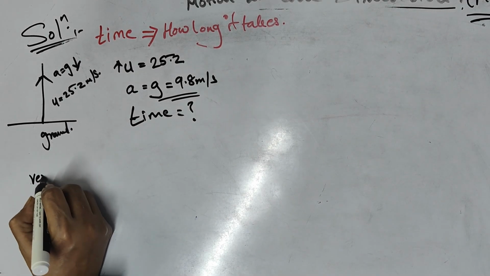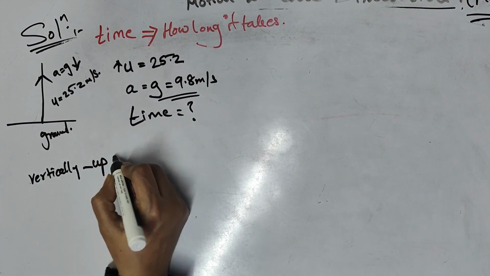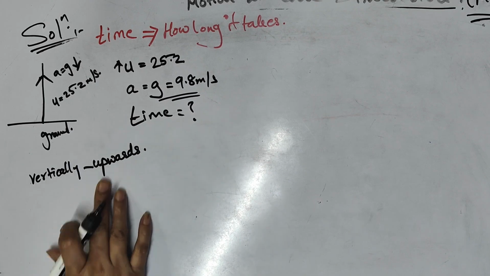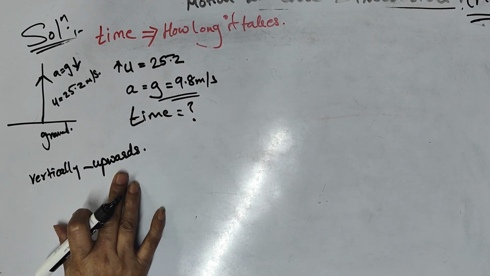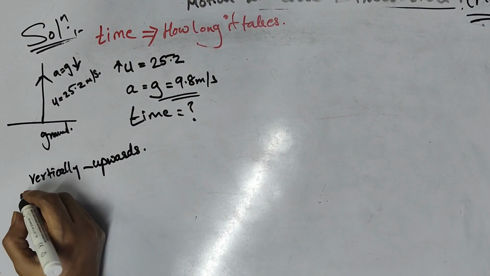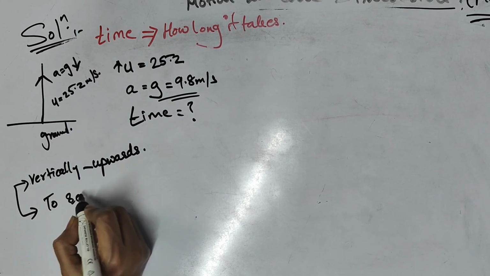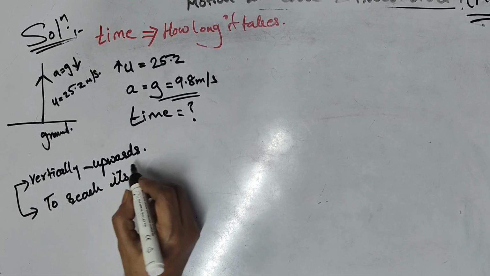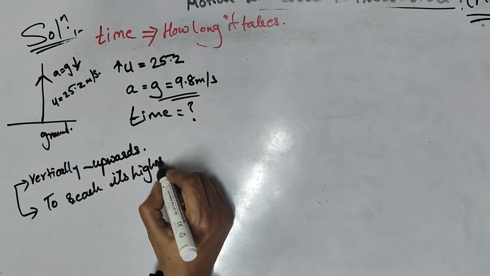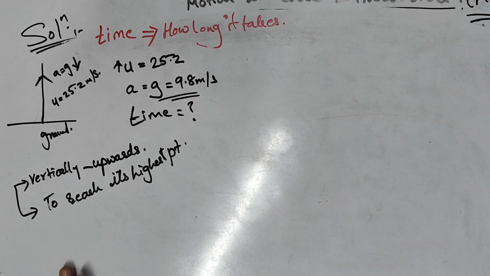एक है वर्टिकली, अपवर्ड्स, जैसे मैंने बताया कि it is going against gravity. You have to remember this thing. अचानक से क्लिक हो जाना चाहिए फटाक से. And to reach its highest point. ये एक हिडन है और ये एक हिडन है. To reach its highest point, these two are the keywords. These are hidden. क्वेश्चन में ही आंसर होता है many a times.